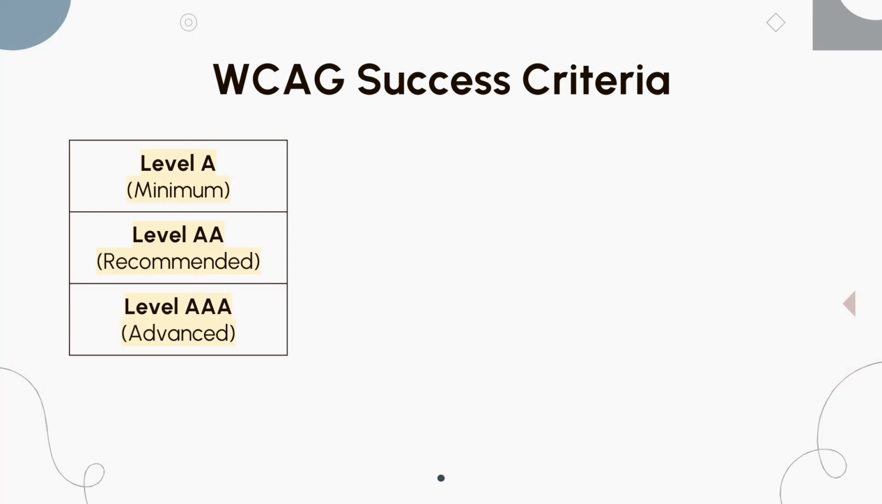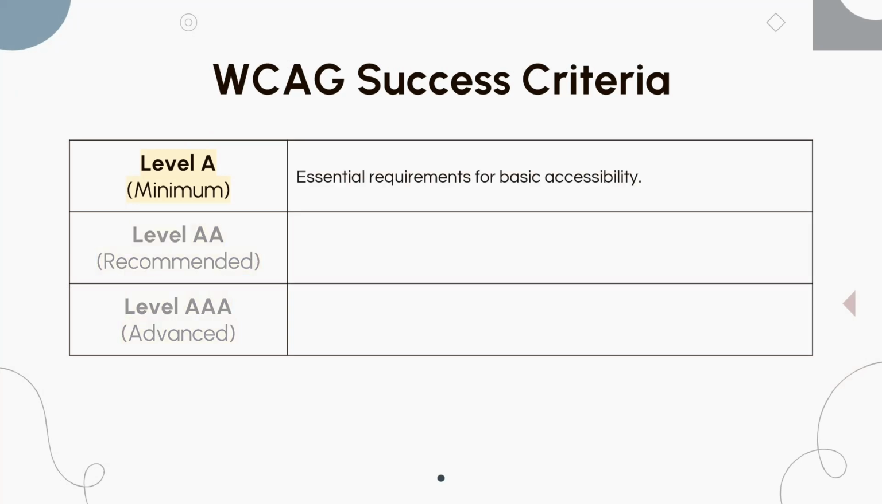There are 3 levels of compliance: Level A, minimum. Level AA, recommended. Level AAA, advanced. Level A, minimum. This level includes the essential requirements that must be met to ensure basic accessibility. It addresses critical issues that, if not resolved, could hinder access for some users.